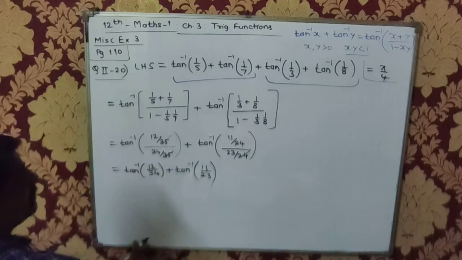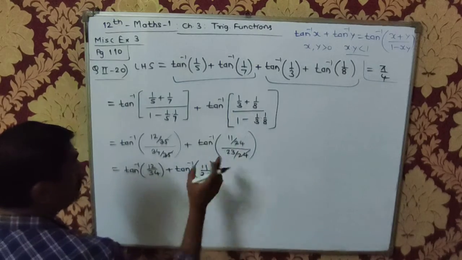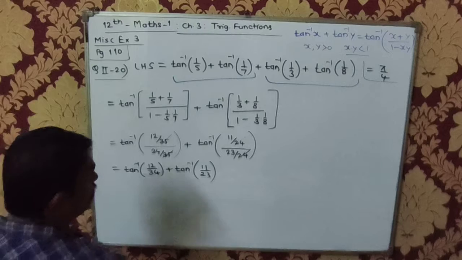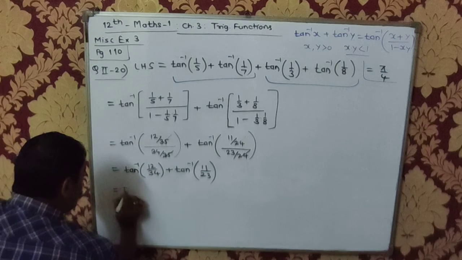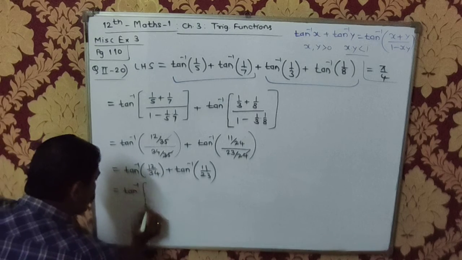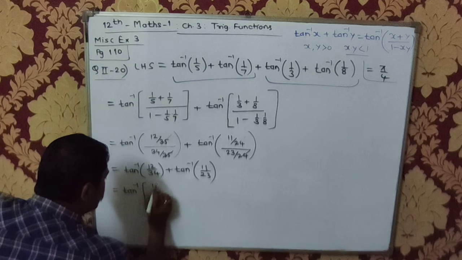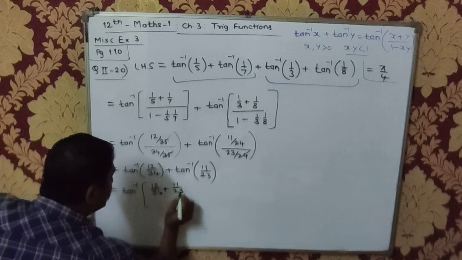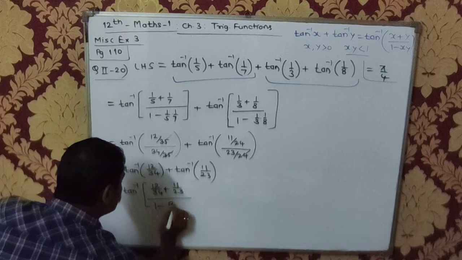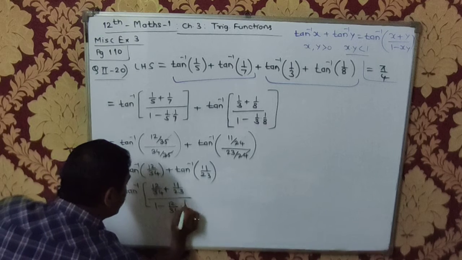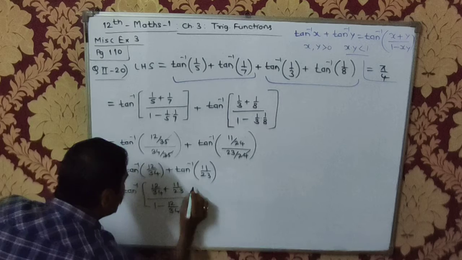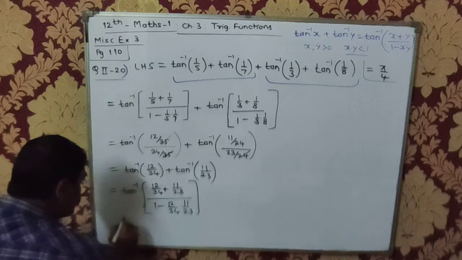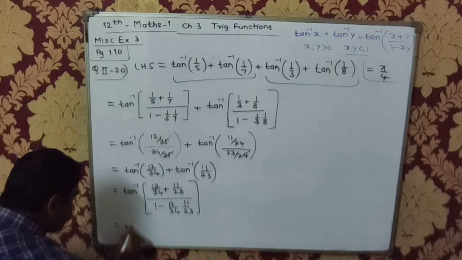Now in this case again I use the same formula because x and y both are positive and the product xy is less than 1. So that will give me tan inverse of (12 upon 34 plus 11 upon 23) divided by (1 minus 12 upon 34 into 11 upon 23). I have got to simplify this.